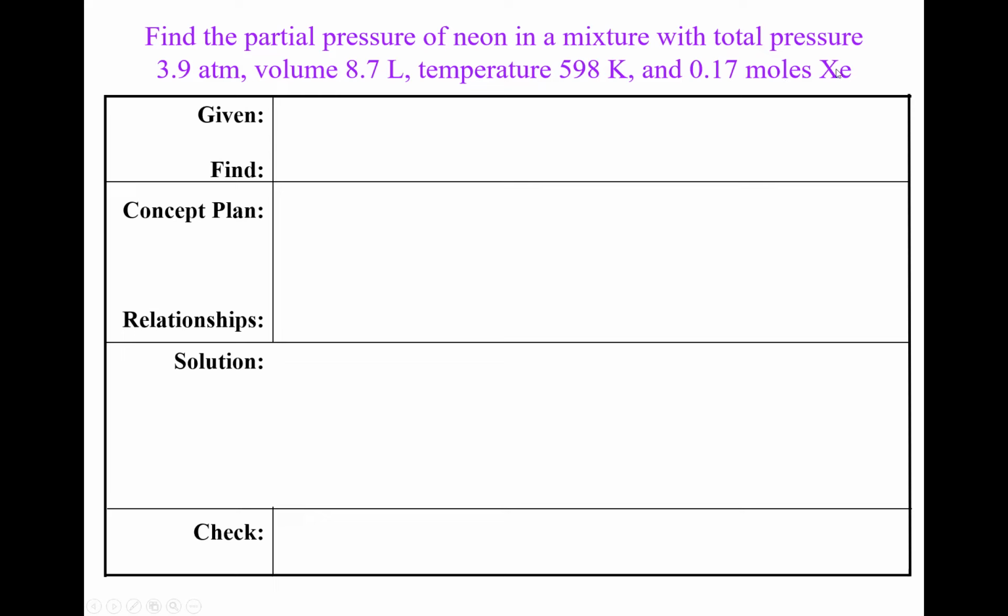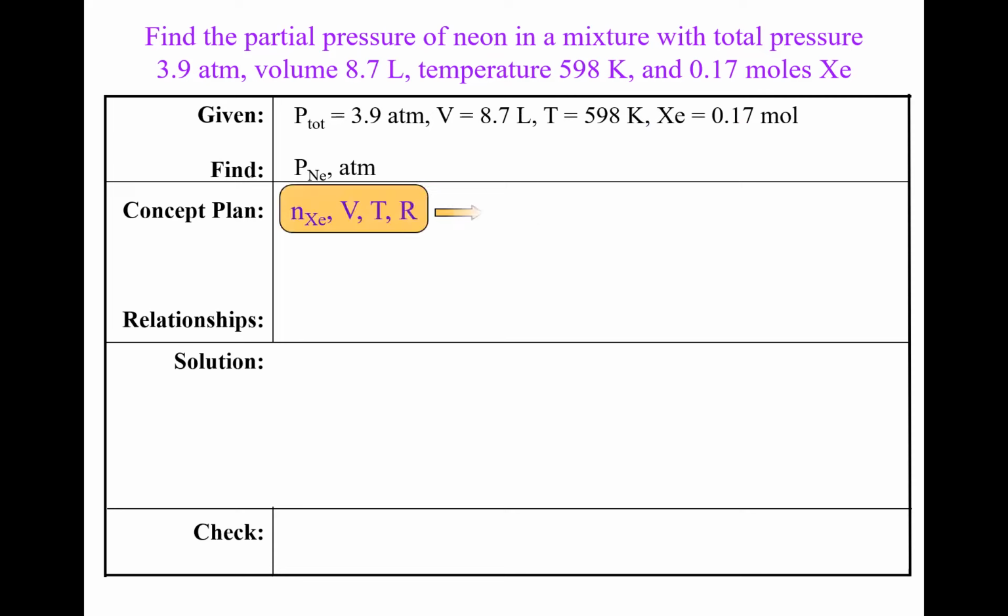And now it's telling you the moles of Xe, which is xenon, and Ne is neon. So we've got these two gases, and we know how much of one and we don't know how much of the other. Okay, so you do PV equals nRT.